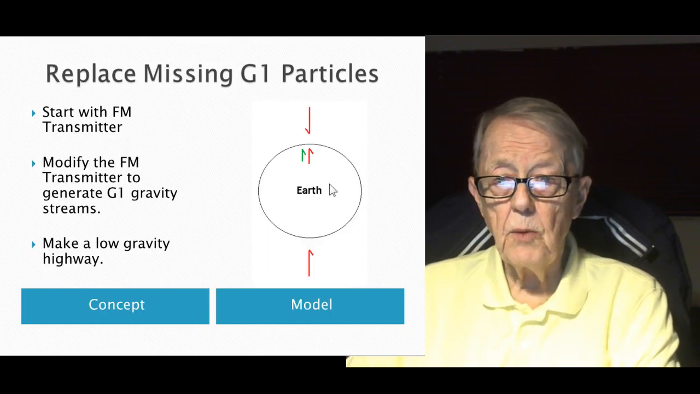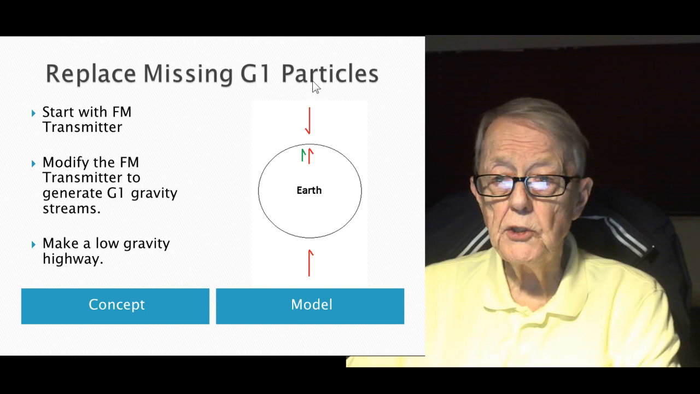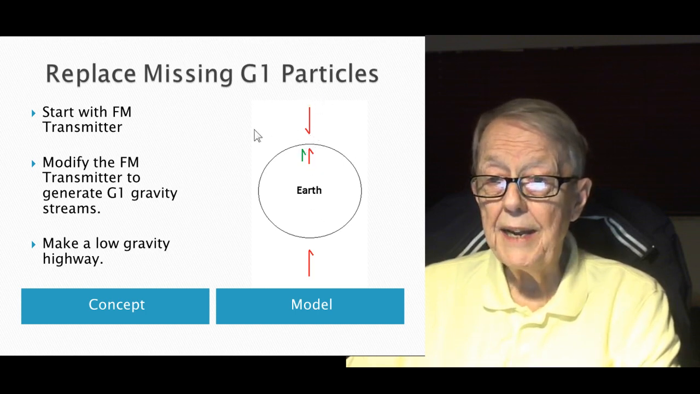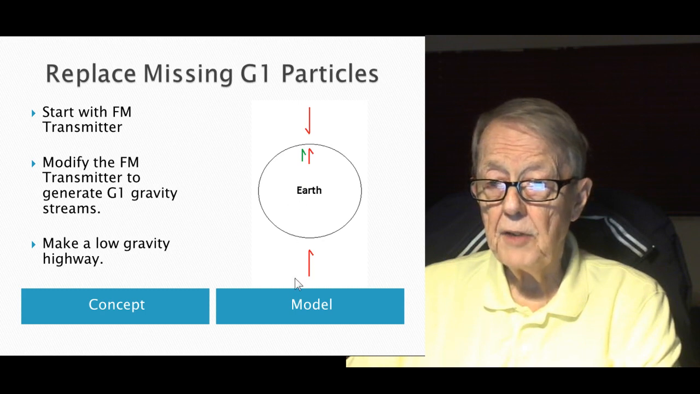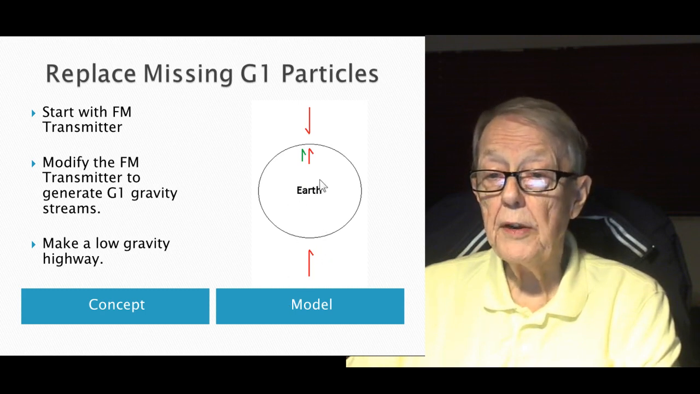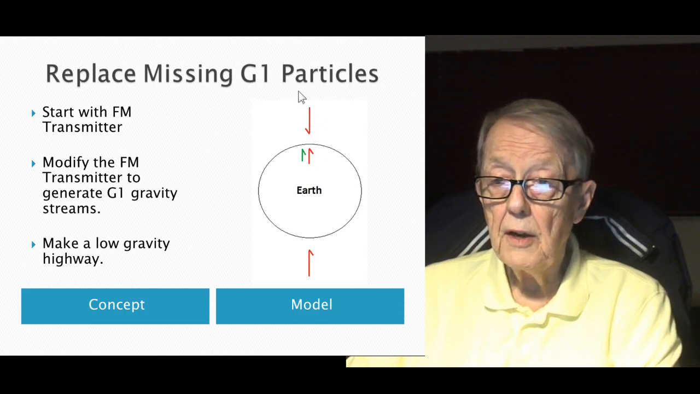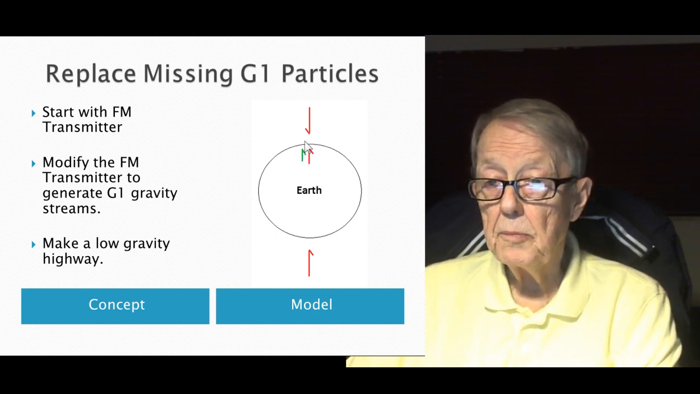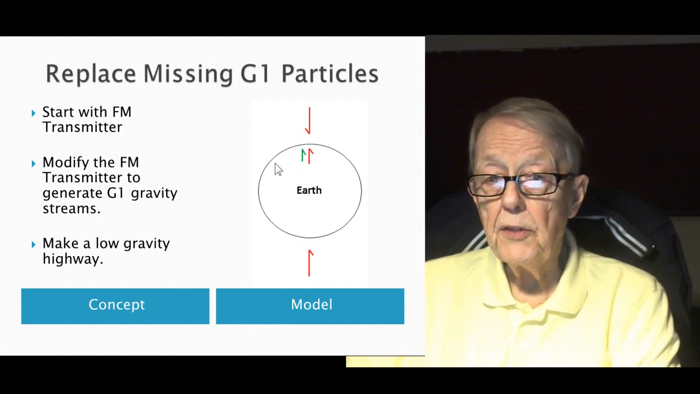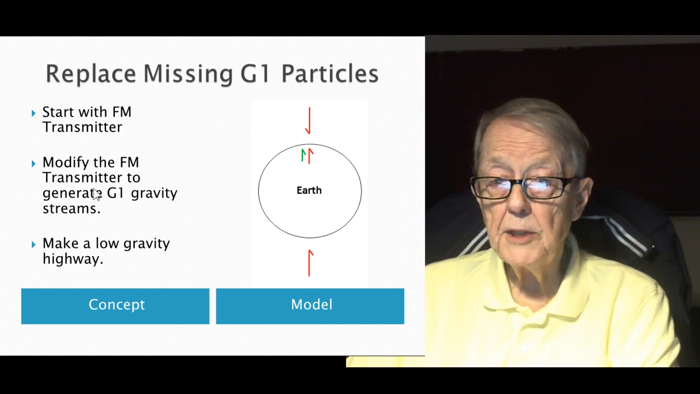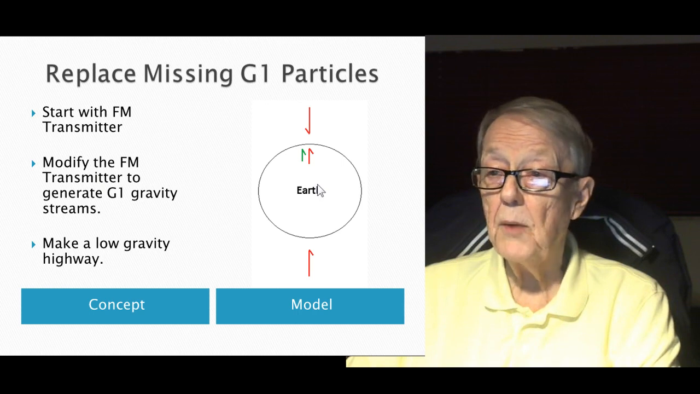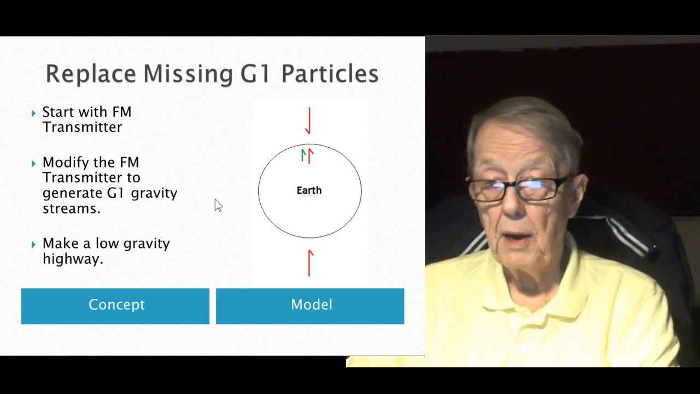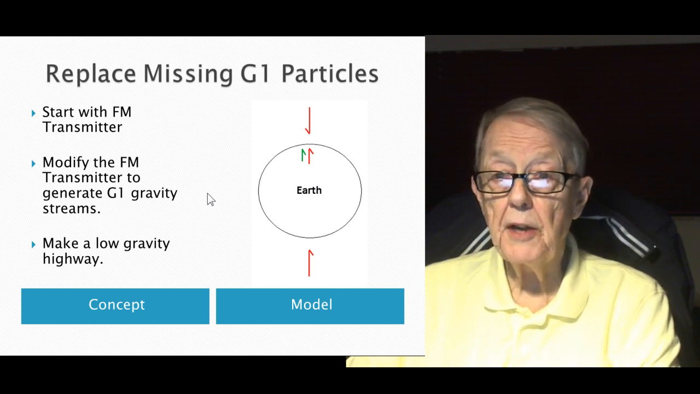Let's see. So what can we do with these missing G1 particles that we normally have? We get gravity, a net force of gravity, because as the G1 particles flow through and they're lost, you have fewer here, same number here as there, and you get a net force. What if we could replace the missing ones with this FM transmitter? Modify the transmitter to generate G1 gravity streams, and you could make a low gravity highway. Possible? Don't know. I haven't done a feasibility study.